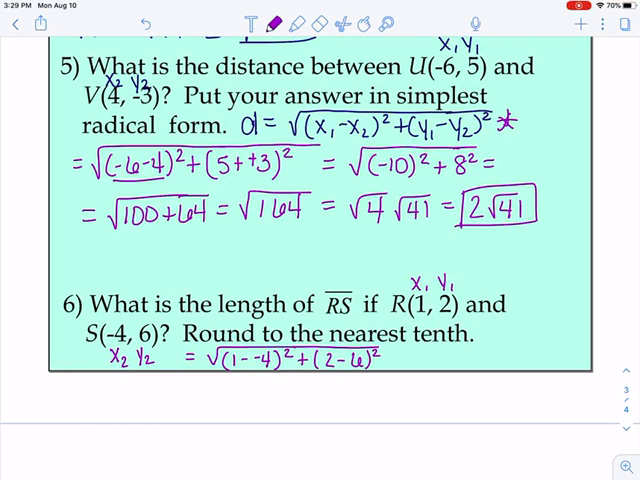Again, this double negative in the first set is going to become a positive, and 1 plus 4 will give me 5. So I'm going to have 5 squared there. And on the other side, 2 minus 6 is going to give me an answer of negative 4, and we're going to square that. So now I'll square both those numbers. So 5 squared is 25, 4 squared is 16. So 25 plus 16 is going to equal 41, so I have the square root of 41.